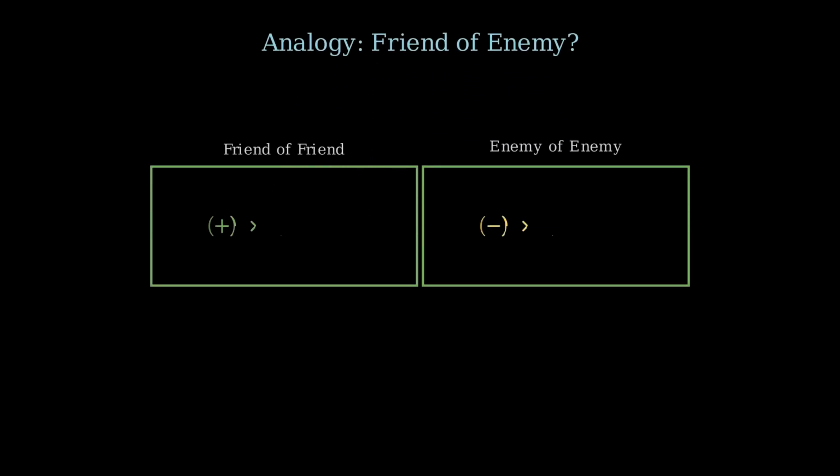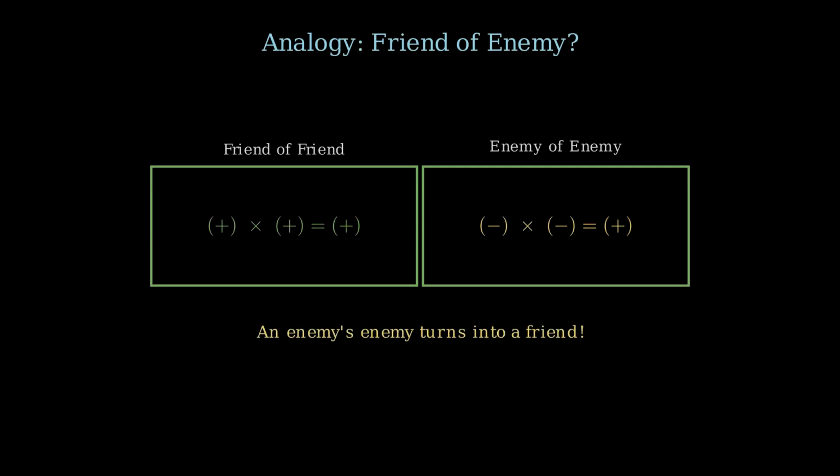Think of positive numbers as friends and negative numbers as enemies. The friend of my friend is my friend, so positive times positive is positive. More interestingly, the enemy of my enemy becomes my friend. This is why multiplying two negative numbers flips the result back to positive.